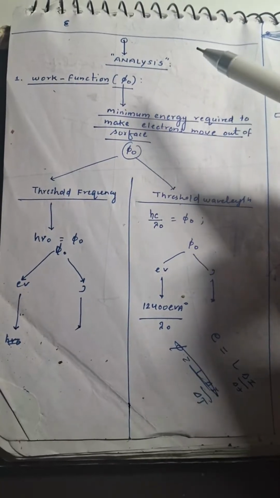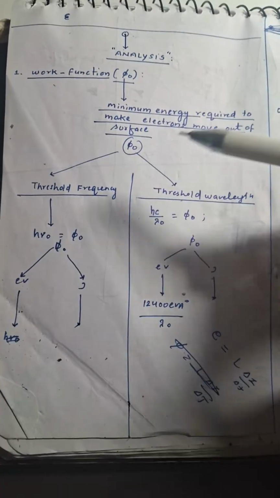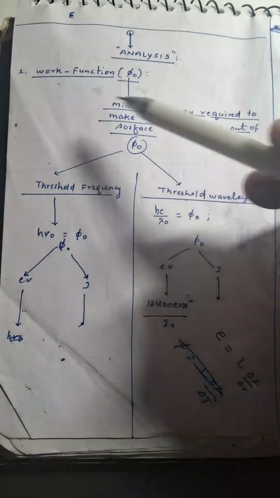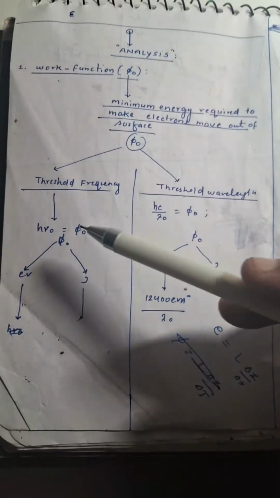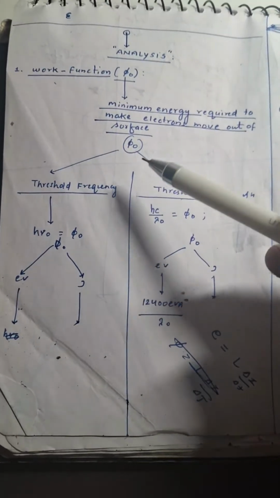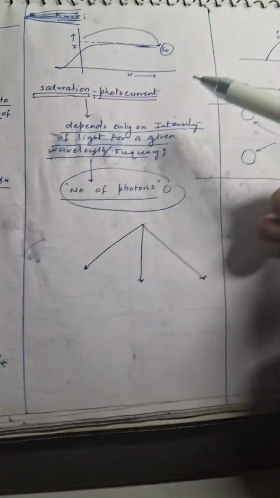But today's live video is about the summary and snapshot of some of my work that I have compiled. So here is a summary on the work function analysis, which is minimum energy. It is related to threshold frequency, threshold wavelengths via different results. These are the units used to express the work done and the work function.